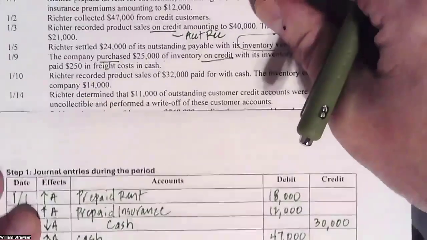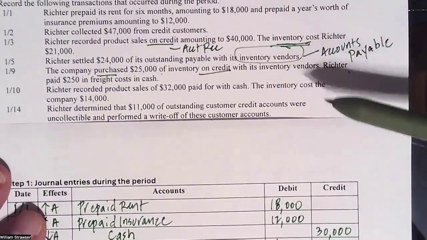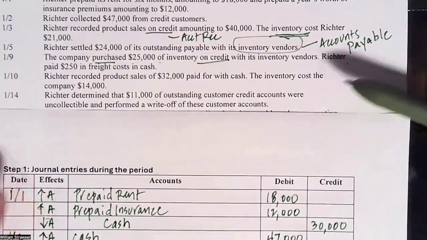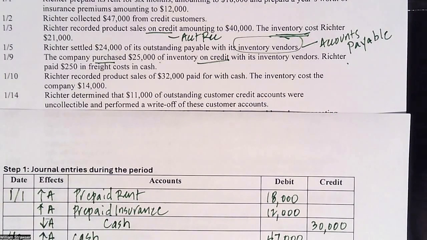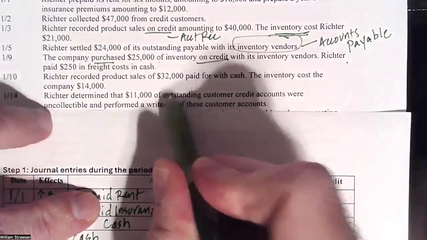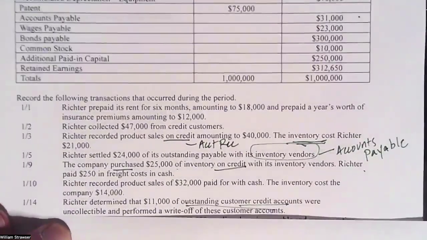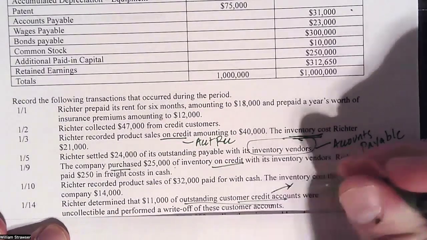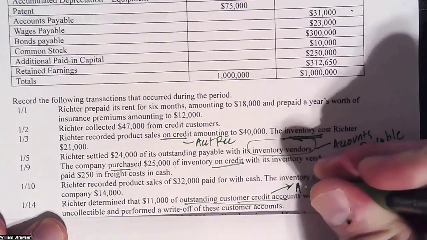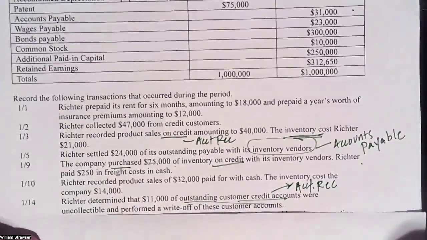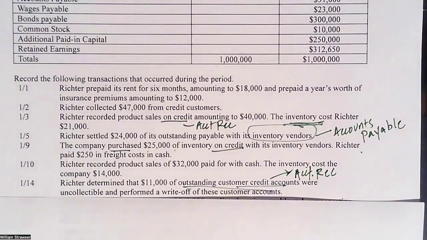Let's see, the next piece tells me that Richter determined that $11,000 of its outstanding customer credit accounts, what account is that up on my post-closing? Remember, that would be referring to accounts receivable. When my customers have accounts with me, those are accounts receivable. So we're holding on to a lot of accounts receivable, but this tells me that 11,000 are just not going to be able to pay me.